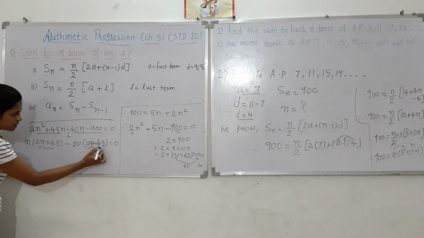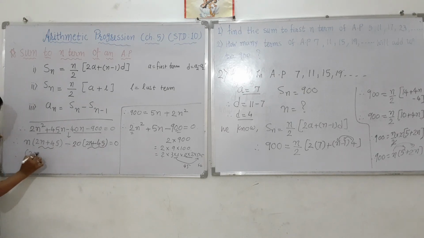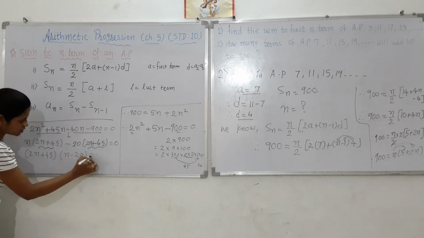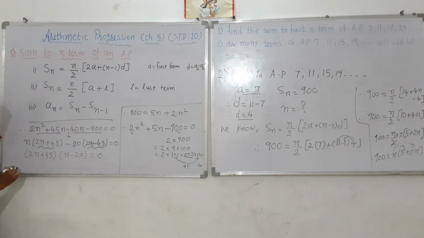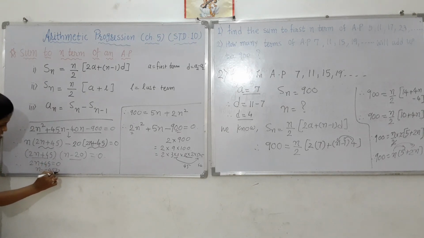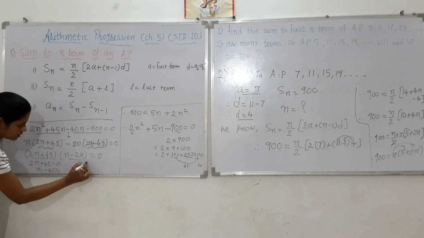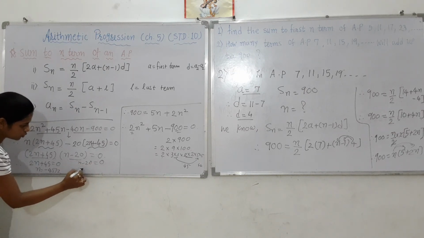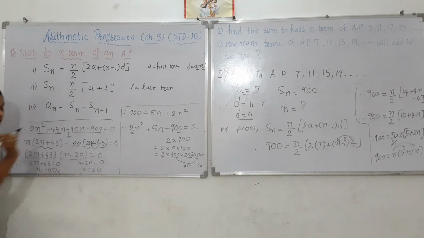Now again common, 2n plus 45, so remaining is n minus 20, which is equal to 0. Now by using the zero product rule, this is equal to 0 and this is equal to 0. So you get n is equal to minus 45 upon 2, and n minus 20 is equal to 0, you get n is equal to 20.